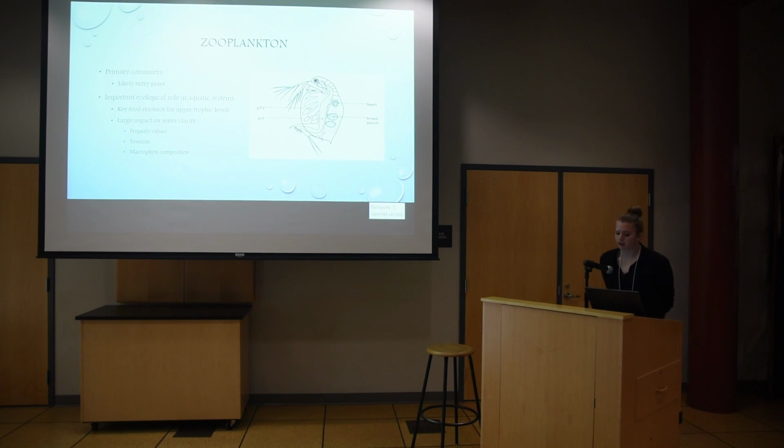So with zooplankton, we're concerned that this could be the likely entry point. We know fish and birds are eating microplastics, but we have found much smaller pieces than we think they're able to pick out of the water. These are a really important and key food resource for upper trophic levels. A lot of fish juveniles grow up eating these, and even adults feed on zooplankton.